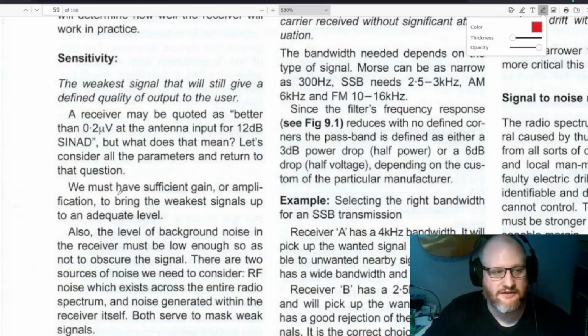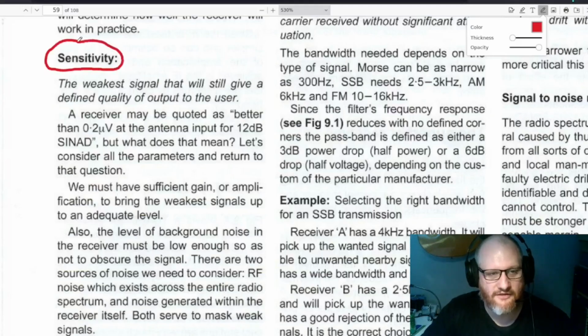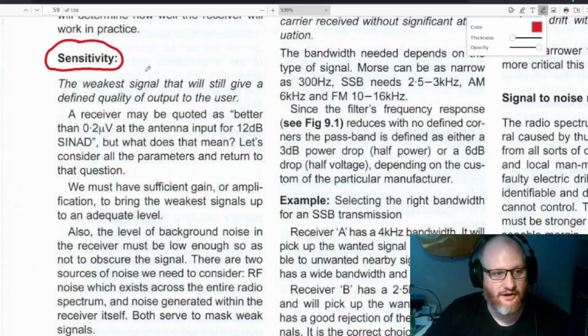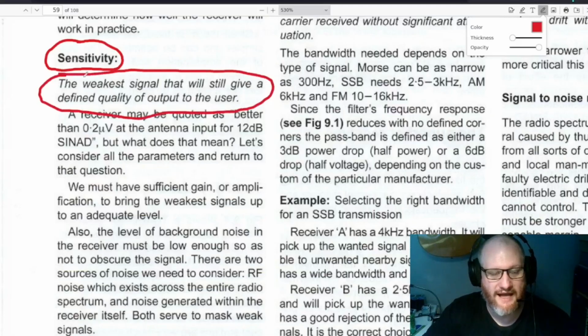So selectivity quite often appears alongside the sensitivity. Let's take a quick look at that first, because it's related but different, and I often find myself confusing the two. The sensitivity is about the weakest signal that a receiver can receive while still giving you a useful output. So a more sensitive receiver will allow you to listen to much weaker signals, and they may be weaker because they're coming from further away, or because they're being transmitted with lower power.